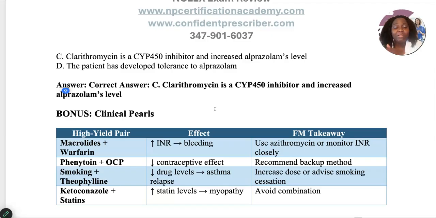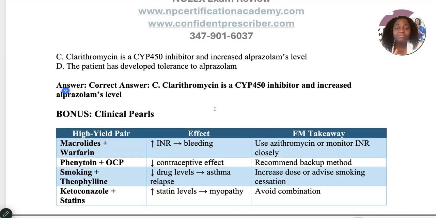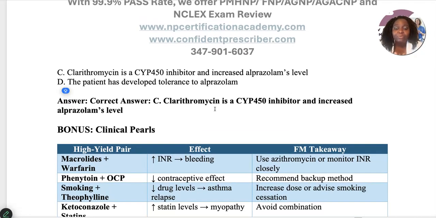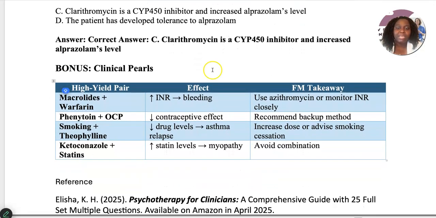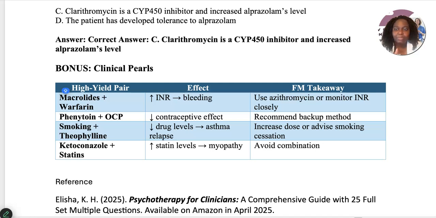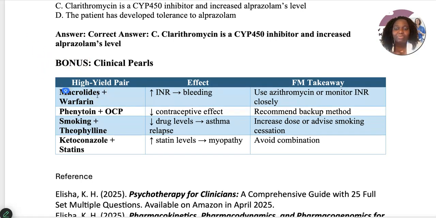That's because we learned initially that clarithromycin and erythromycins are inhibitors, and they will increase the level of other drugs. So we're going to increase the level of alprazolam here, which is very, very risky because alprazolam happens to be what class of drug? Type in the chat for me. What class is alprazolam? All right, so we know that this is a benzo, based on the classification of the drug.